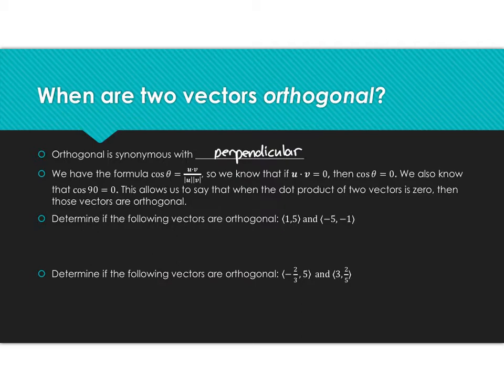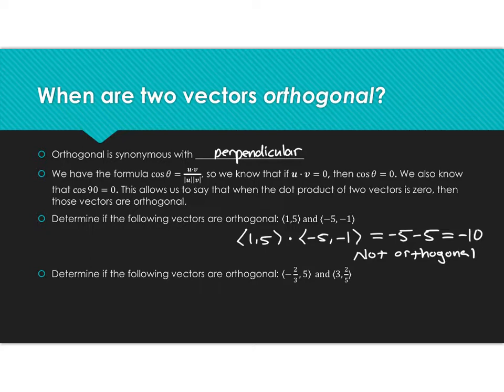So the nice part is we don't have to mess with this entire formula if we are asked to determine if they're orthogonal. All we really need is the dot product. So to check and see if the vectors 1, 5 and negative 5, negative 1 are orthogonal, we find the dot product. Negative 5 minus 5 is negative 10. Since this dot product gives us a number other than 0, we say these two are not orthogonal.